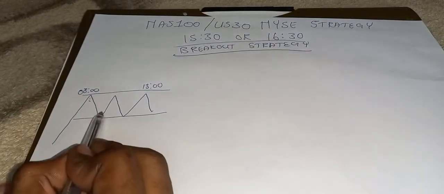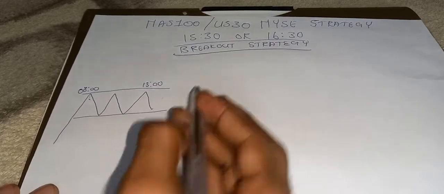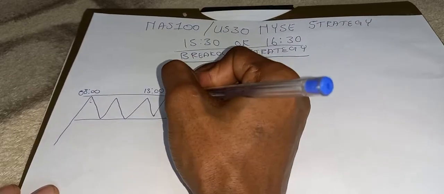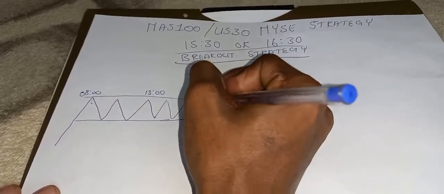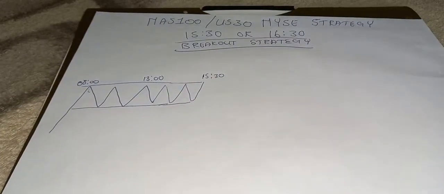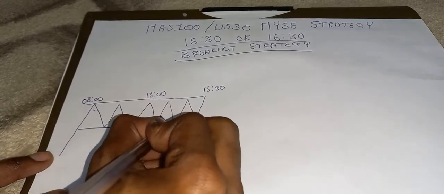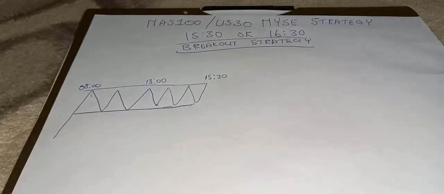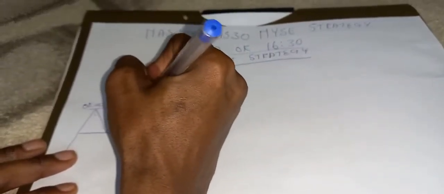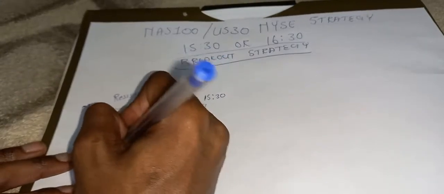The market will be doing what? The market will be moving in the same price, testing the same price, testing the same price, up until 3:30. Most of the time this takes place. Now if you see this, this is where you draw your line, you draw your line at the same price. Now what's happening is that you will have your resistance level there. This is what we call a resistance level, and then this is what we call a support level.